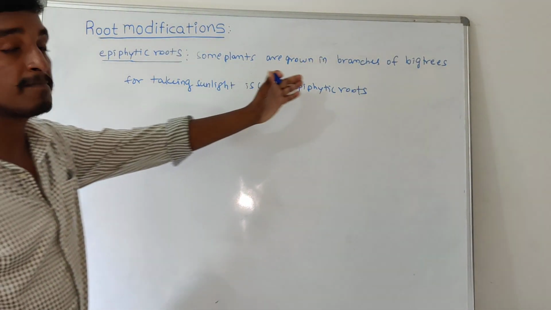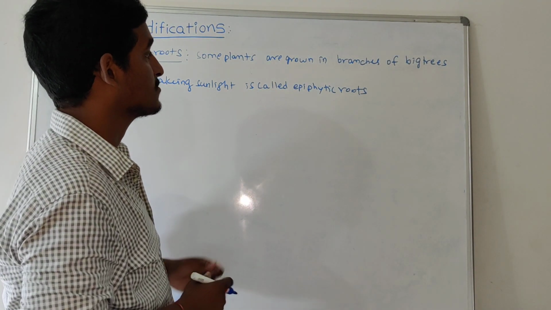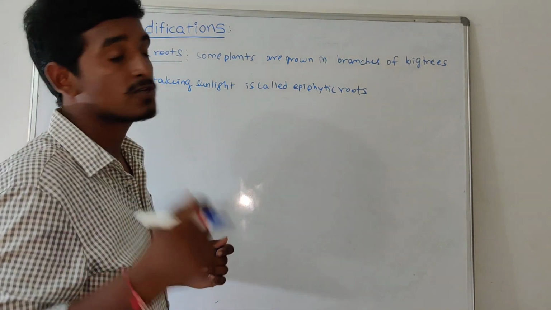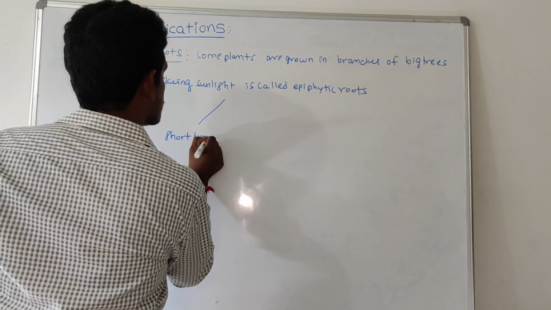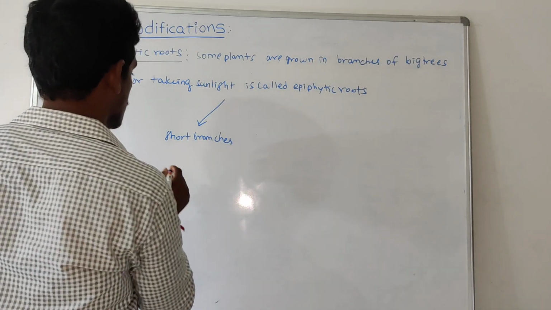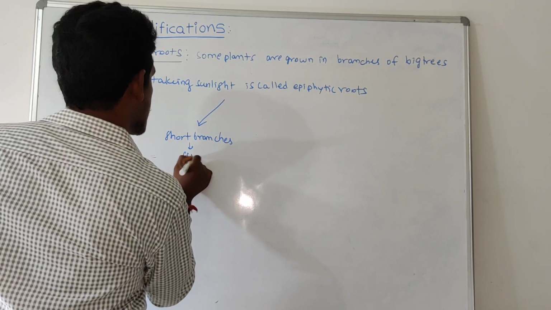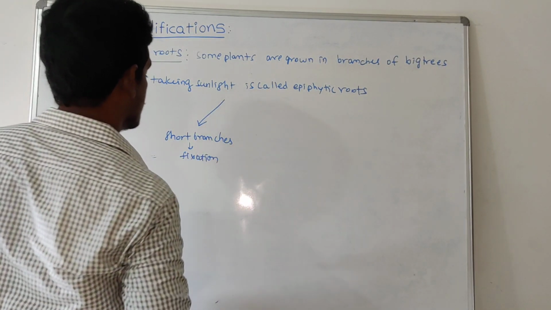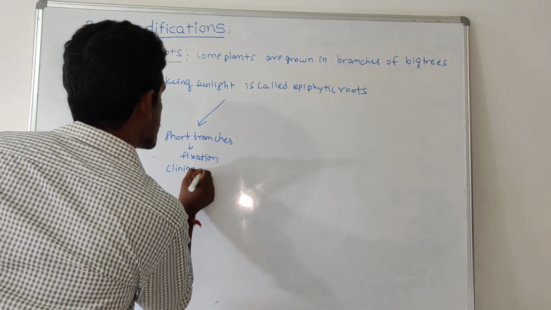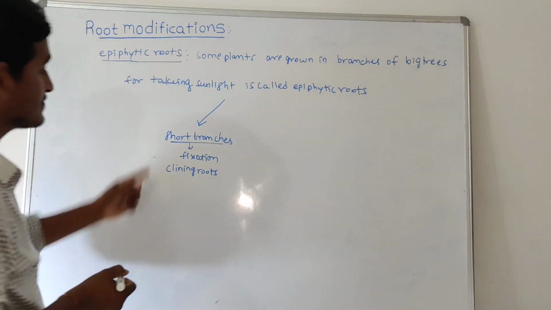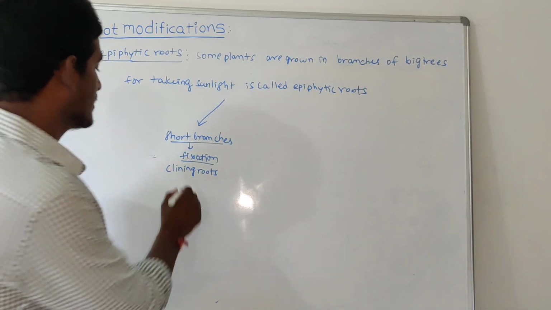Sometimes epiphytic roots have long branches, and sometimes short branches. Based on that, they are classified again into two types. If they have short branches, these help in fixation, to fix the plant onto the branch of a big tree. These roots are called climbing roots. They help in fixation of plants on branches of big trees.